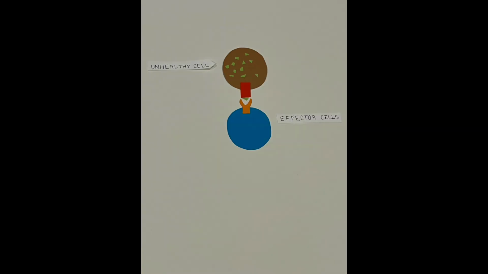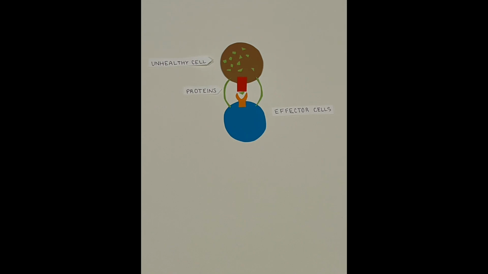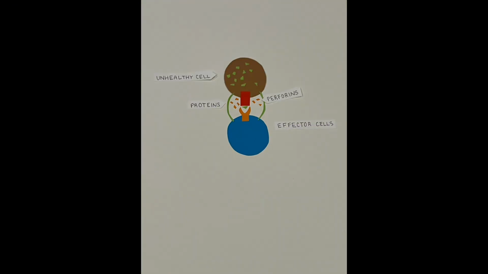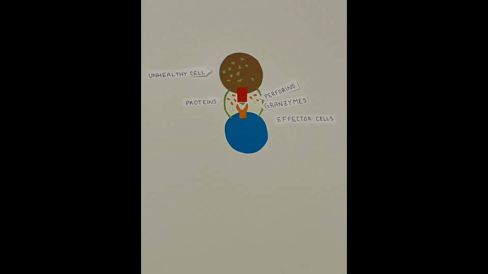The effector cells will bind to unhealthy cells, as mentioned before, and form proteins to latch the two together. The cytotoxic T cell effector cells will then release perforins, a molecule that will degrade the outer membrane of the unhealthy cell. Then it will release granzymes, a molecule that will tell the unhealthy cell to destroy itself.